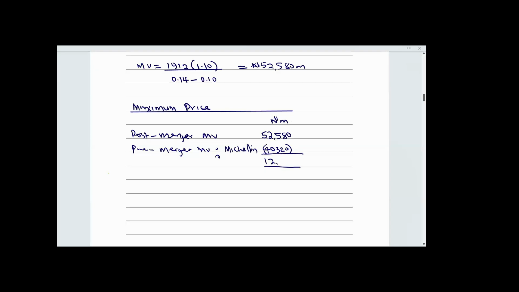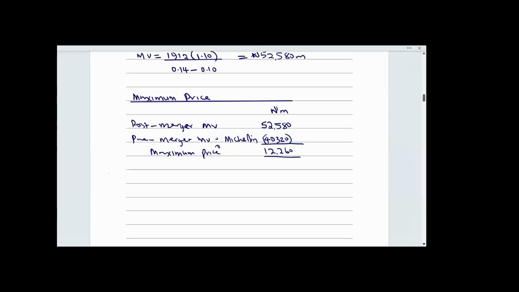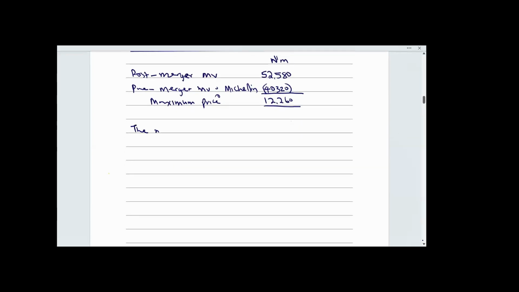12,260. Okay, so this is the maximum price. So I can now put it in words to say the maximum price that Michelin Bank will pay Dunlop Bank is 12,260 million naira. Okay, that's the end of the question.